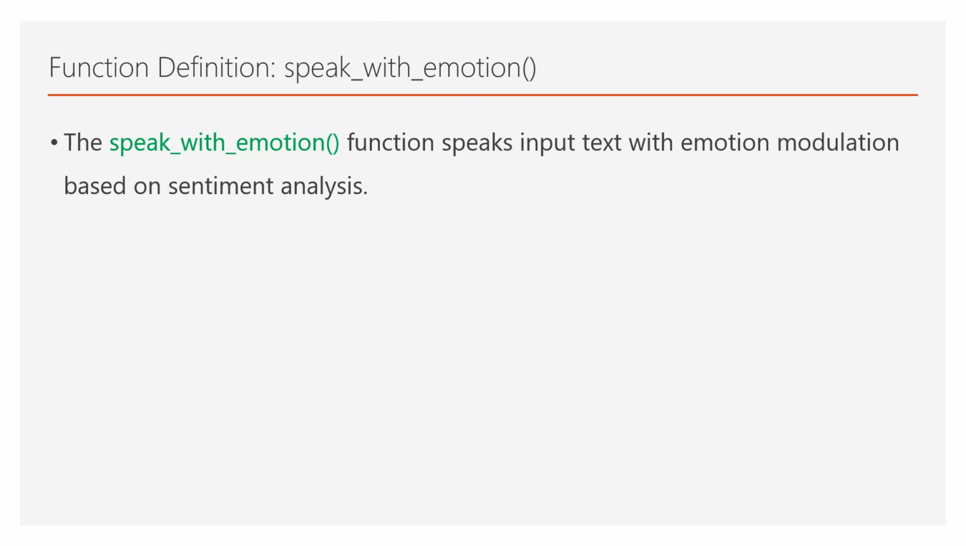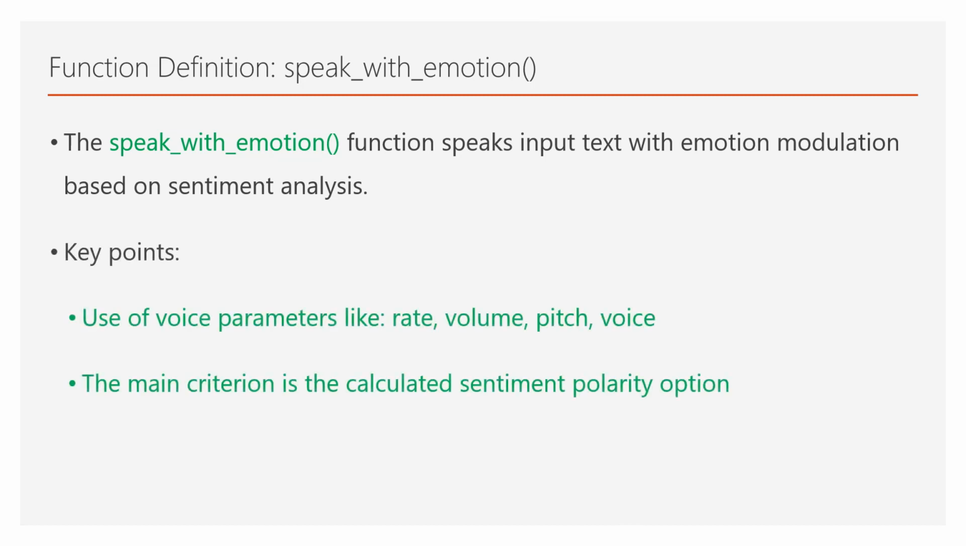Now, two key points about our function. Note that in this function, I use the polarity that is retrieved from the sentiment analysis of the text. I will talk about this right after the key points. So I use this polarity and I set different voice parameters like rate, volume, pitch, and voice. So the main criterion for this, as mentioned before, is the calculated sentiment polarity option.